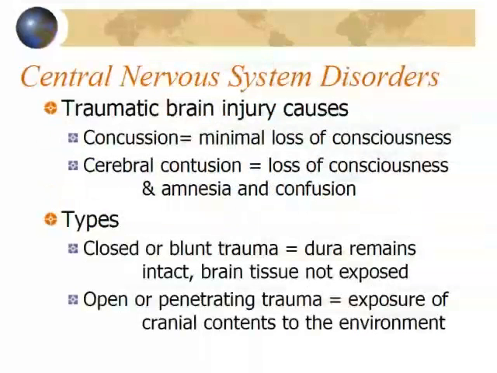Central nervous system disorders, you could have a traumatic brain injury. And that traumatic brain injury would cause a concussion, which is a minimal loss of consciousness, or a cerebral contusion, which is loss of consciousness with amnesia and confusion, a little bit more severe. There are different types. You've got your closed or blunt trauma, where the dura remains intact and the brain tissue is not exposed. Then you have an open or penetrating trauma that causes exposure of your cranial contents to the environment.